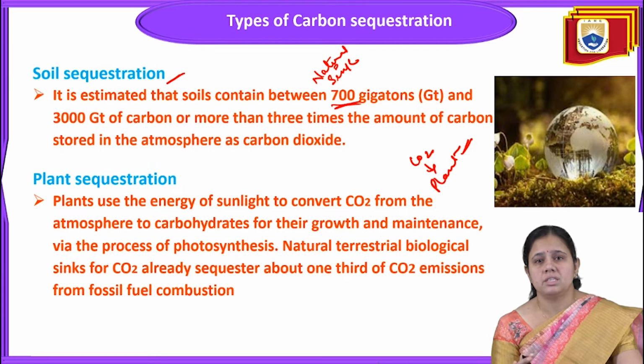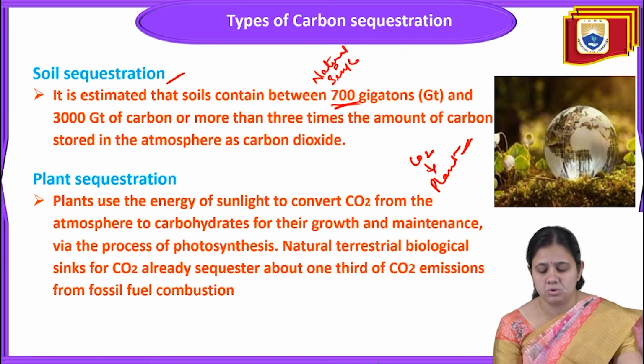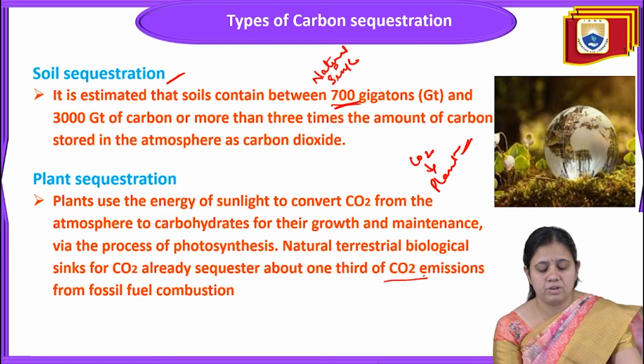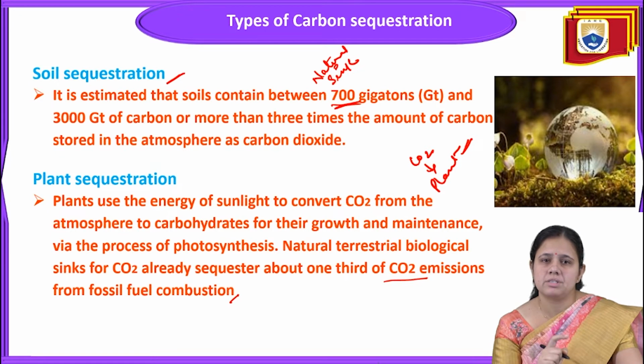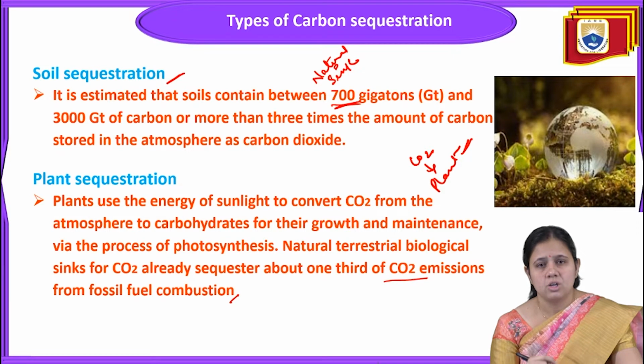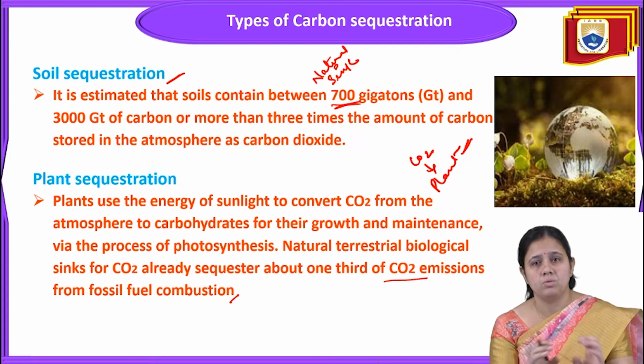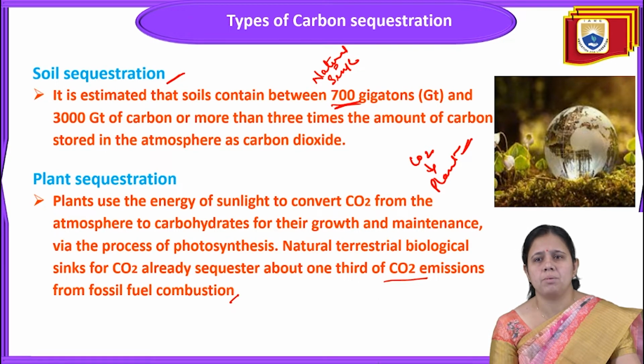The natural terrestrial biological sink of carbon dioxide already sequesters about 1/3 of CO2 emissions from fossil fuel consumption. So plants are already storing the CO2 that is generated, and the natural storage of this carbon dioxide is about 1/3 of CO2 emissions from fossil fuel consumption.